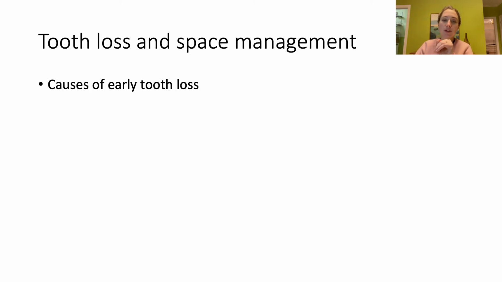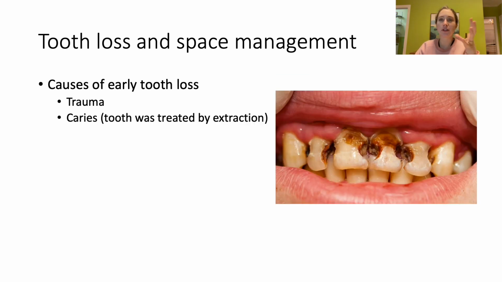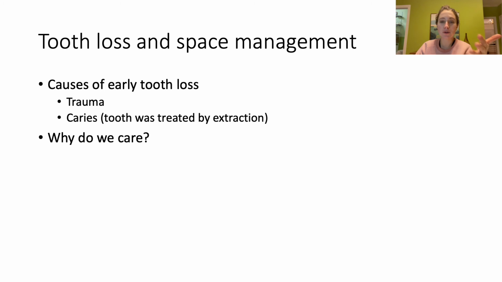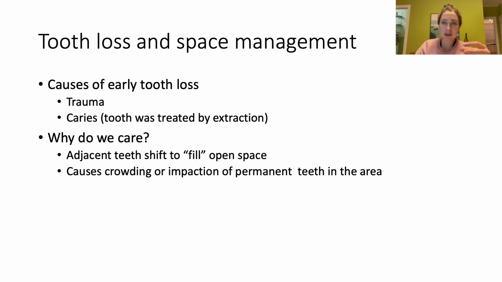So causes of early tooth loss would be trauma and cavities. So the tooth was treated by having to take it out. So this tooth got a cavity, the cavity turned into an abscess, the tooth needed to come out. Why do we care about early tooth loss of baby teeth? The adjacent teeth will shift to fill the open space, and this can cause crowding or impaction or inability of that permanent tooth to come in the right spot.